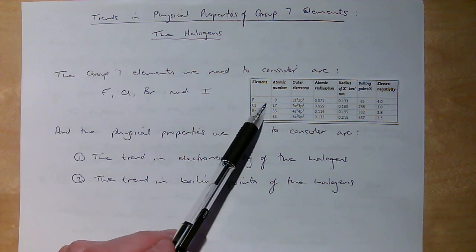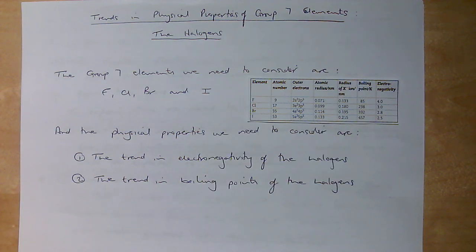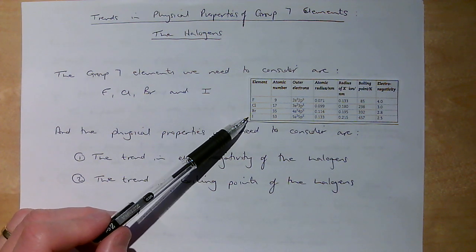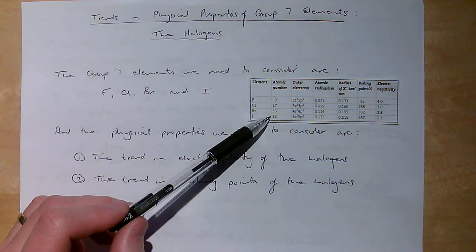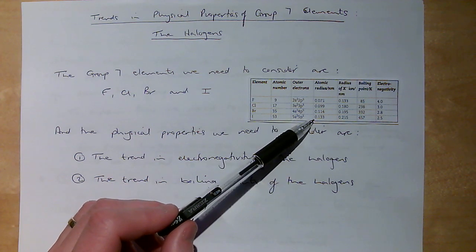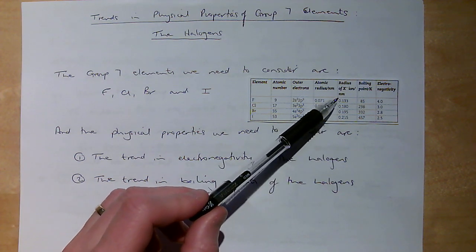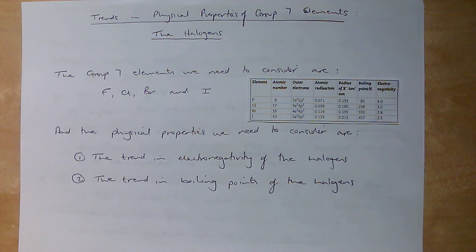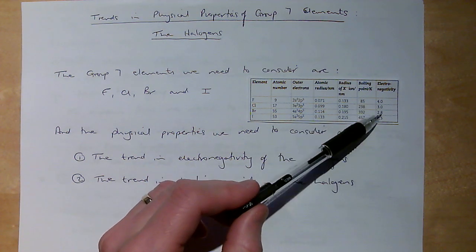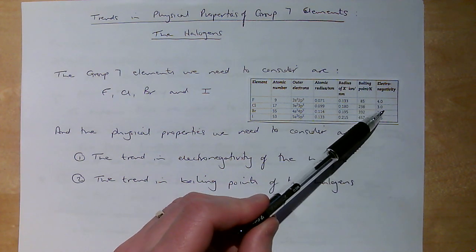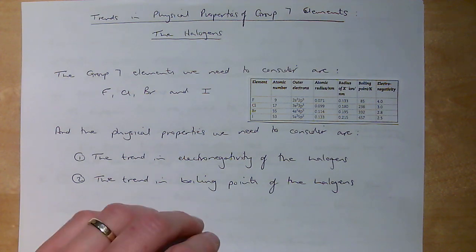If we have a look at our table of data here, we can see that the elements that we're going to consider are fluorine, chlorine, bromine and iodine. We can see that as we go down the group, the atomic number increases. We can also see that as we go down the group, the atomic radius increases, and the radius of the halide ion increases. As we go down the group, the boiling point increases, and the electronegativity decreases. So electronegativity decreases as we go down the group.